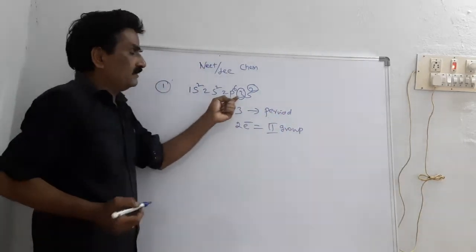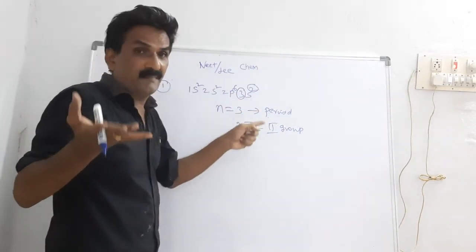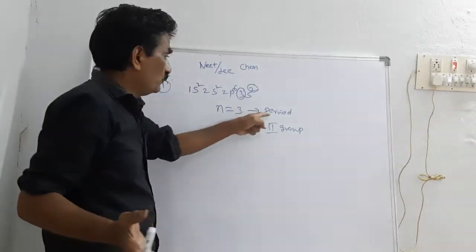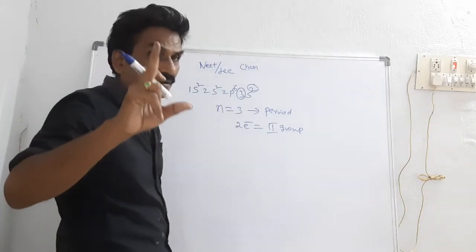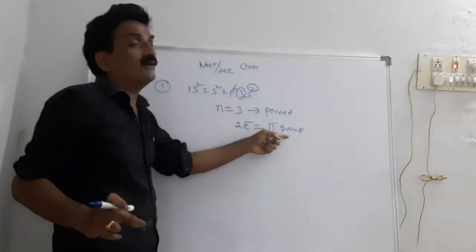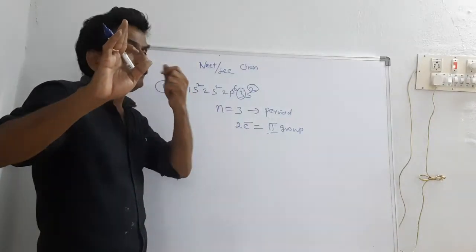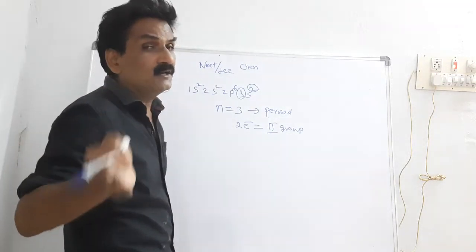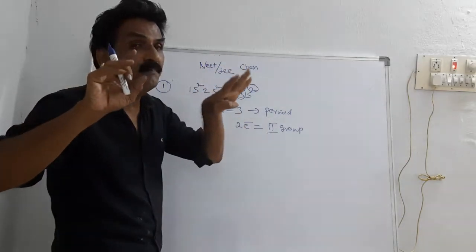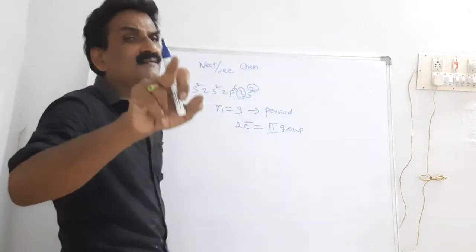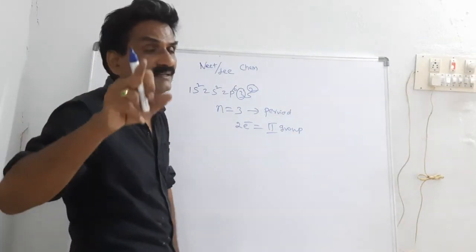So here 1s2, 2s2, 2p6, 3s2: n is equal to 3, the maximum principal quantum number, so that belongs to the third period. At the same time, in the s block 2 electrons are there, so 2 electrons means the second group. So if you want to calculate the period or group in the s block, you simply write the electronic configuration. Identify the maximum principal quantum number, that is the period number. Identify the number of electrons in the valency shell, that indicates the group.